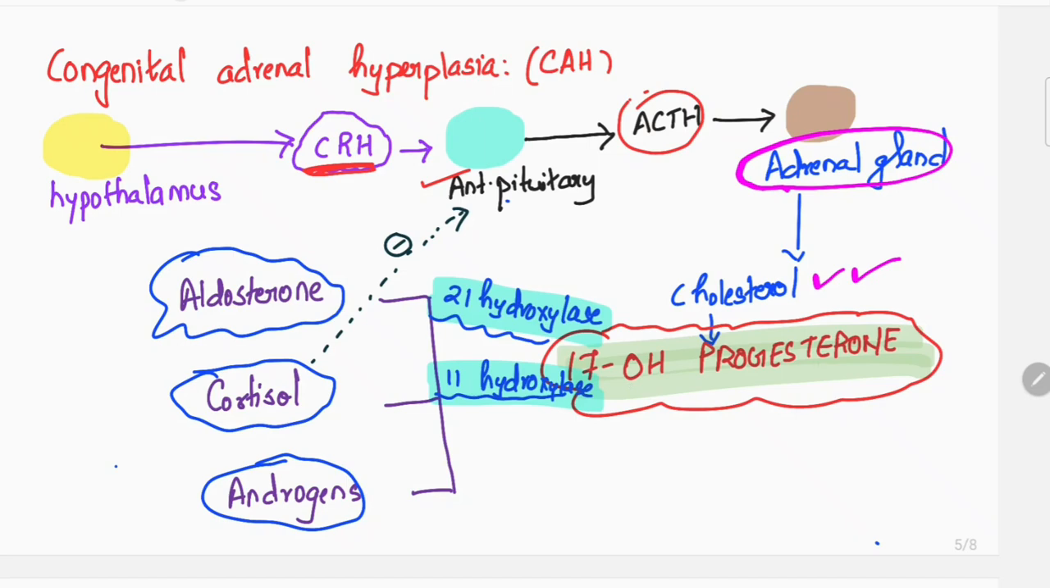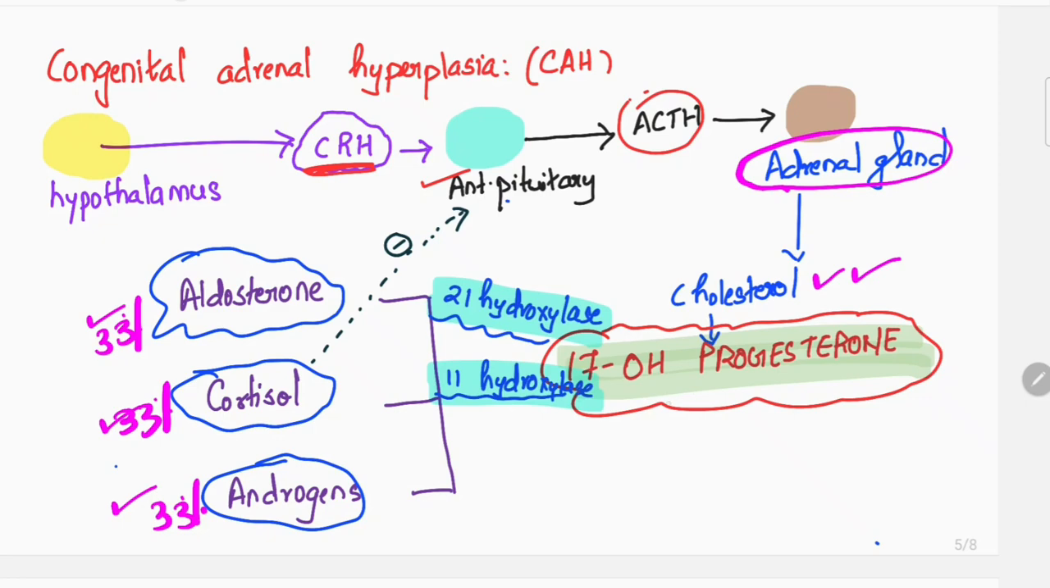Now this step is very important. This one, 17-OH progesterone, that part is very important. So cholesterol gets converted into, let us say, 17-OHP, because it's such a long name. Now normally this 17-OH progesterone will get converted into 3 hormones, guys: aldosterone, cortisol and androgens. About 33% of each will be produced.